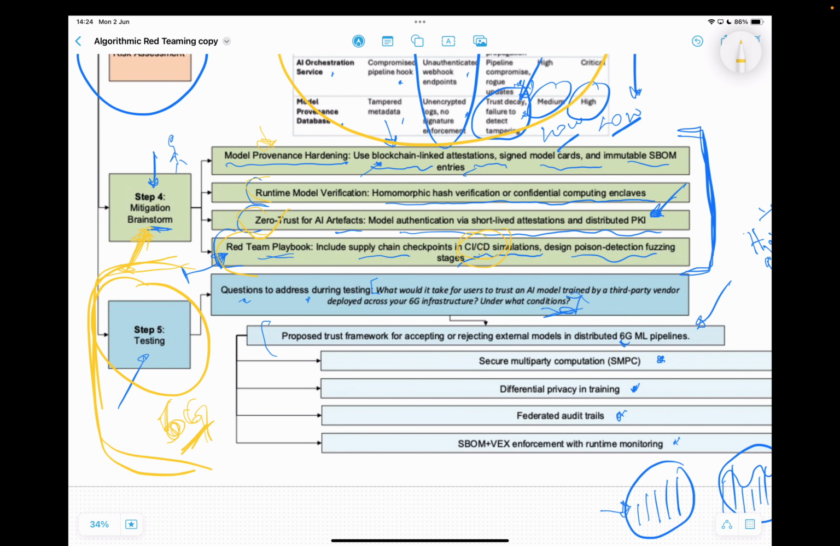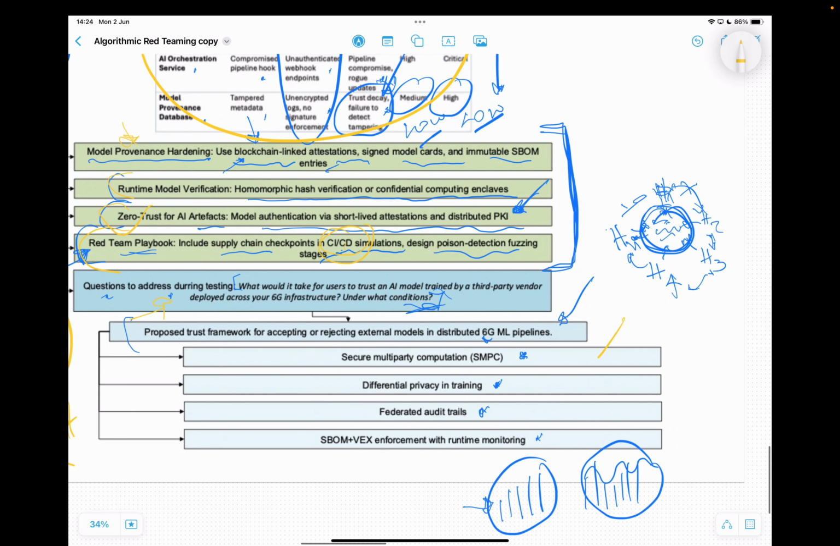And one specific question here that we're asking is, would you trust an AI model trained externally and deployed across your own 6G pipeline? So what would it take for you to trust that? And here we have more specific answers that you would say, well, it needs to have a design of the trust framework. I'm not going to type all that now. It needs to include secure multi-party computation, federated audit trails. Where is it? Federated audit trails here. SBOMs, adversarial chaining, and it needs to include differential privacy in the training.